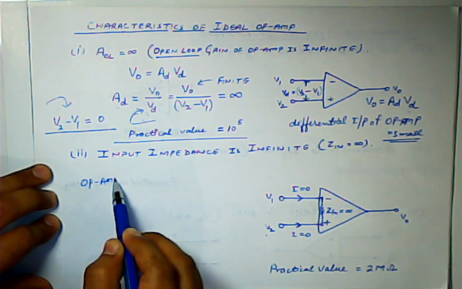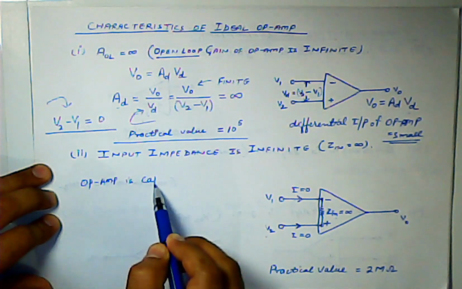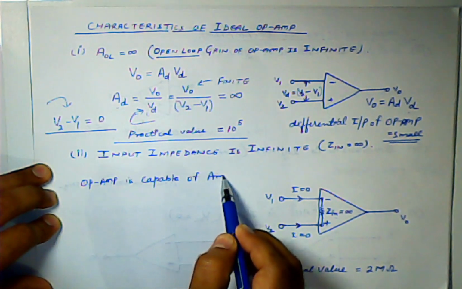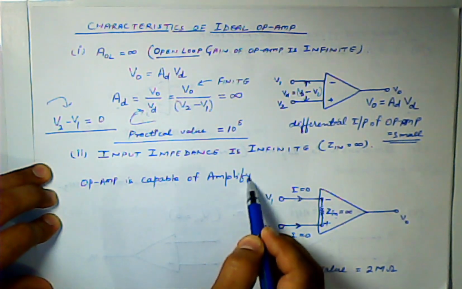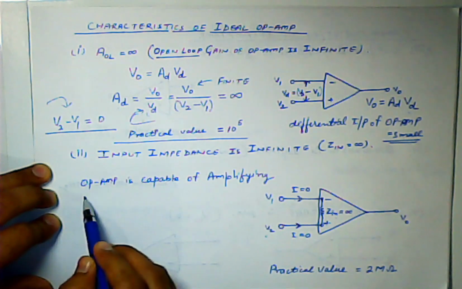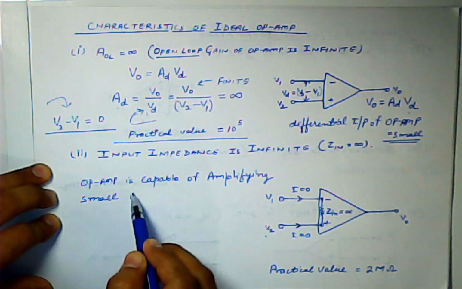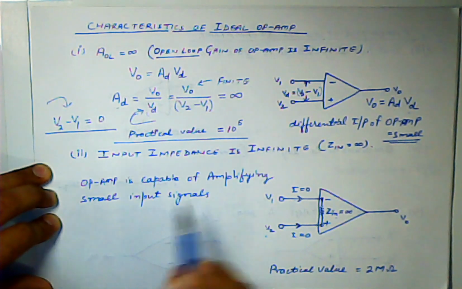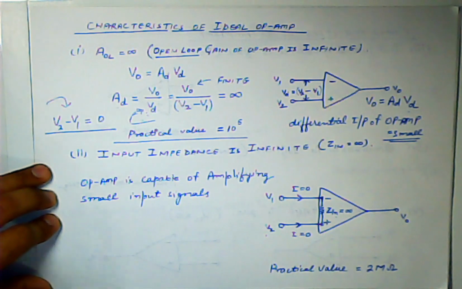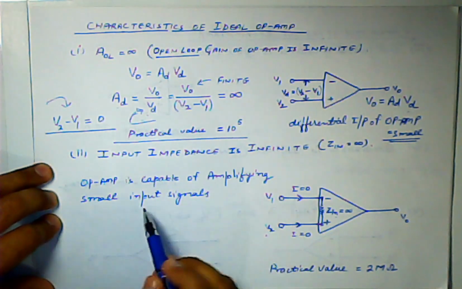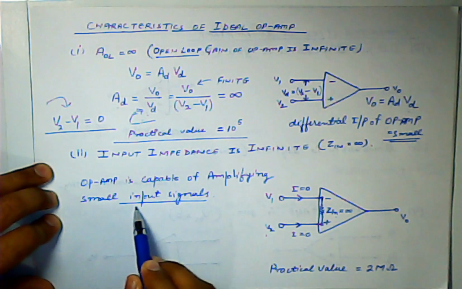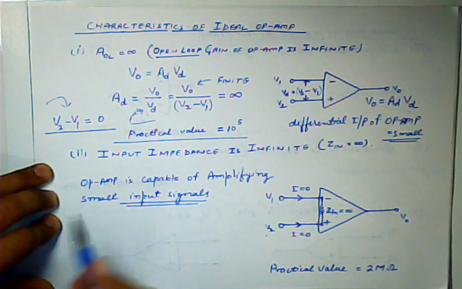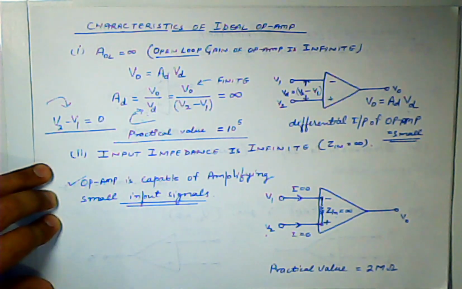The op-amp is capable of amplifying small input signals. How are they small? They are so small that they cannot provide any current to the op-amp. This is the first deduction.